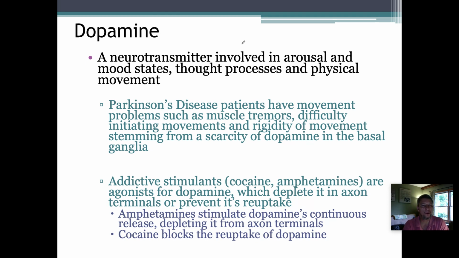Things that can go wrong with this include things like Parkinson's disease. Parkinson's patients have difficulty moving things. All right, they have muscle tremors. If you've known somebody with Parkinson's, their muscles start moving and they can't stop. They kind of shake and tremor. They have difficulty starting movements, and their movements tend to be very rigid. And this is because of a lack of dopamine in certain nerves in the brain.